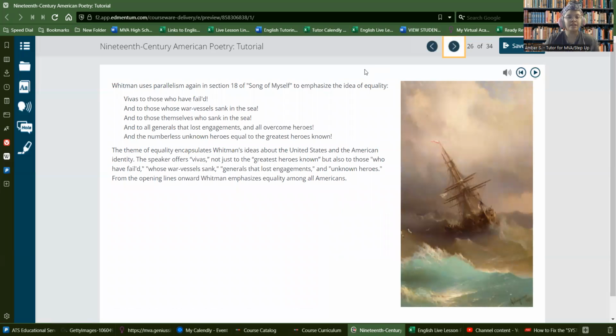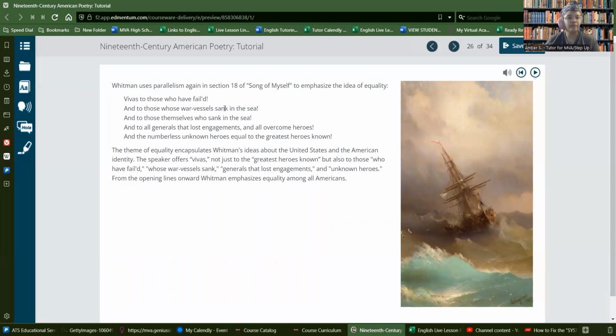Okay, on slide 26, we go over another example of parallelism here. So we have vivas to those who have failed, and to those whose war vessels sank in the sea, and to those themselves who sank in the sea, and to all generals that lost engagements, and all overcome heroes, and the numbers of unknown heroes equal to the greatest heroes known. So first of all, we have repetition of a lot of the word and. So we have and repeating in these four lines here.